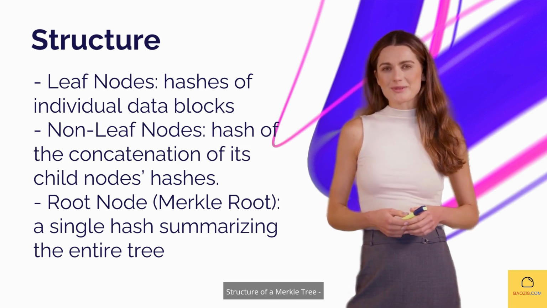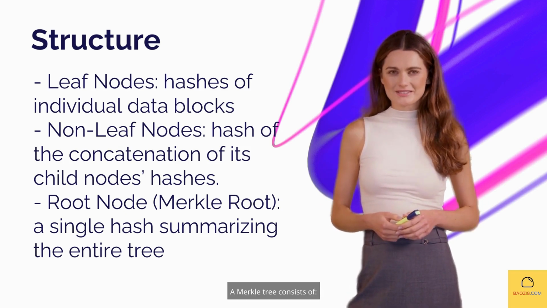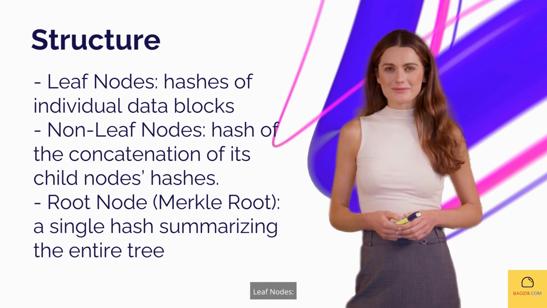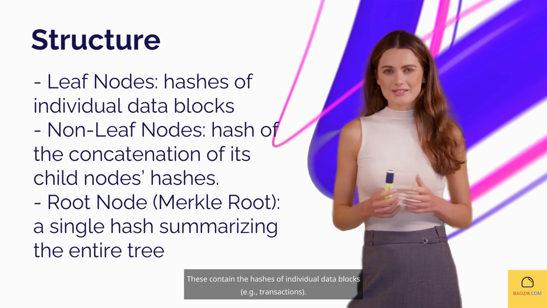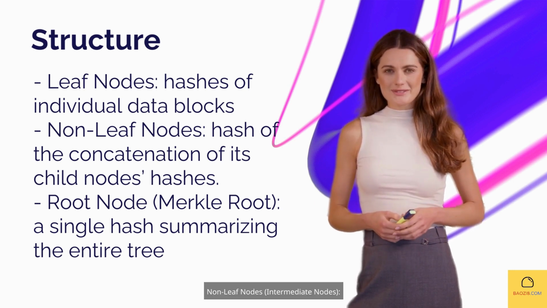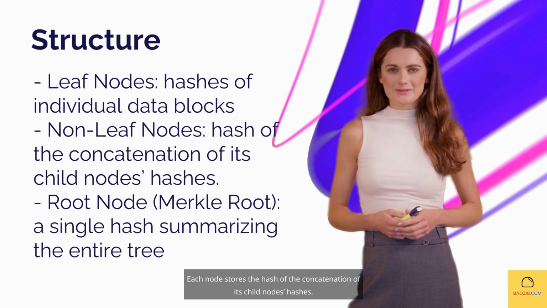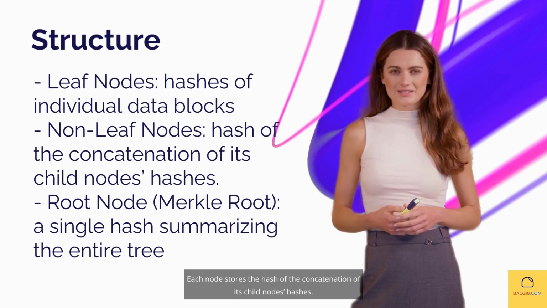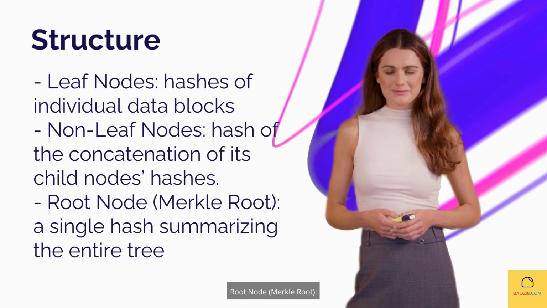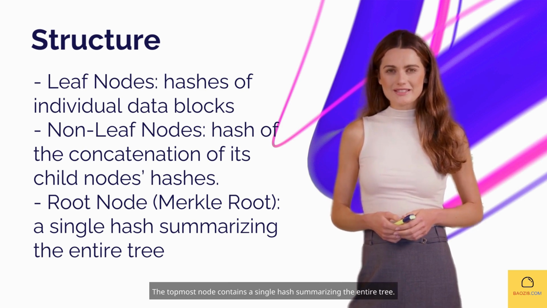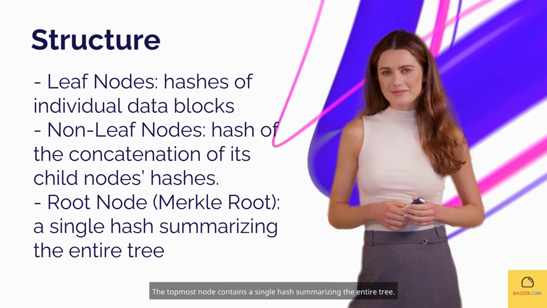Structure of a Merkle tree. A Merkle tree consists of leaf nodes. These contain the hashes of individual data blocks, e.g., transactions. Non-leaf nodes, intermediate nodes. Each node stores the hash of the concatenation of its child nodes' hashes. Root node, Merkle root. The topmost node contains a single hash summarizing the entire tree.